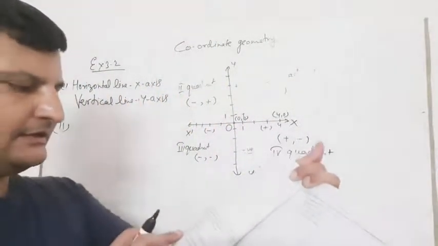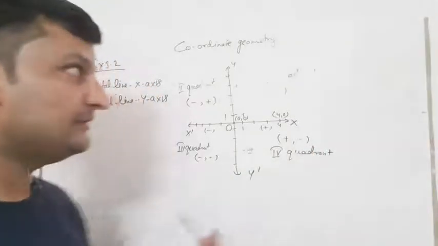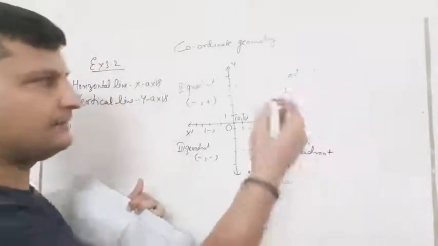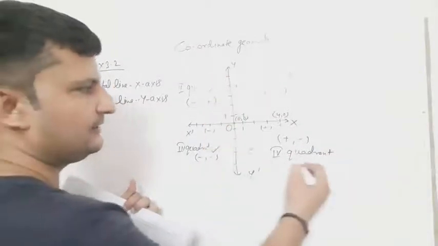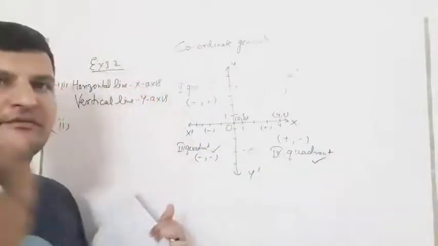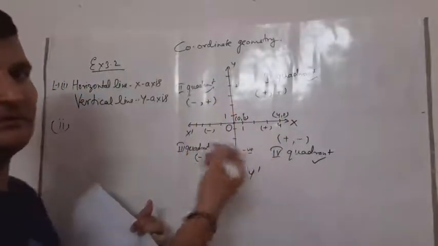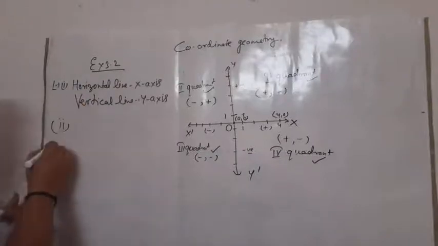Second question is, what is the name of each part of the plane formed by these two lines? We have to write the name of each part. So the names of each part are: first is the first quadrant, second is the second quadrant, third is the third quadrant, fourth is the fourth quadrant. There are four quadrants. We can write it here: first, second, third, and fourth quadrant.